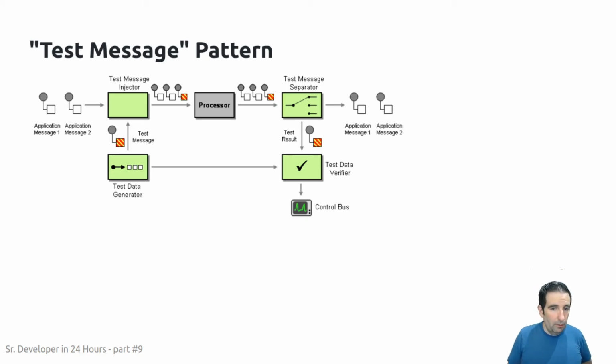Now, once we have the result of the message running through the whole system, we can verify whether it worked properly or not. This is particularly useful for distributed systems where we have more than one processor, more than one component, more than one service. Being able to send a message throughout the whole system makes it really easy.